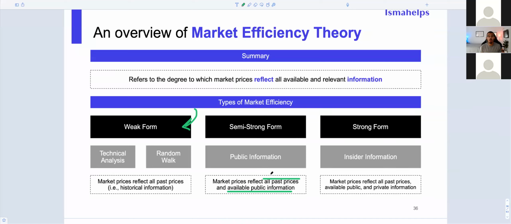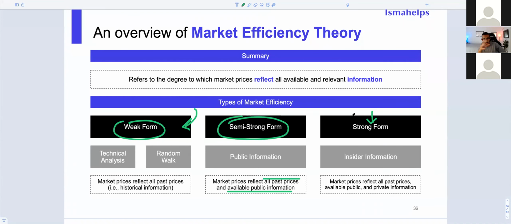And then it also reflects all available private information. So nothing could help investors beat the market, okay? But what I want you to notice though, still, if you're strong form market efficient, you're also weak form and you're also semi-strong form, okay? The rules that apply to a weak form market and the rules that apply to a semi-strong form market also apply to a strong form, okay? That's really important to understand.